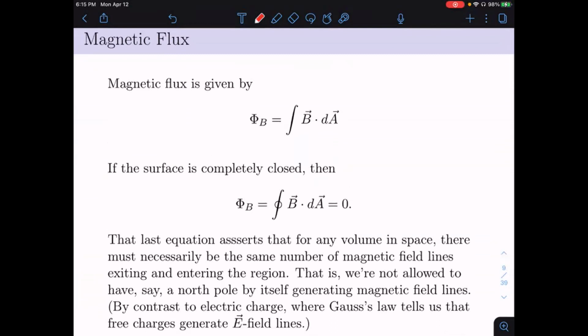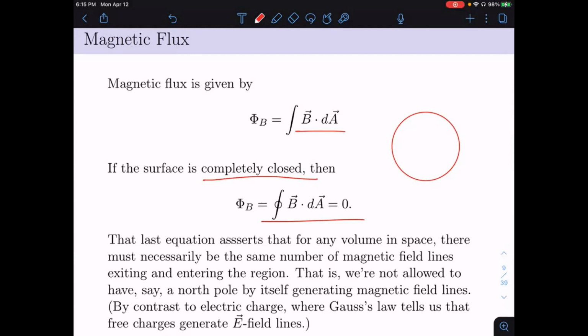Onto magnetic flux. The basic definition is the integral of the B-field vector dotted with the differential area vector. Hopefully you are all very familiar with this because it's what Faraday's law is built off of. And as a stipulation, if the surface is completely closed, meaning a closed shape, a circle or whatever, then this integral holds true: the surface integral of B dot dA, that flux through there, will be 0.